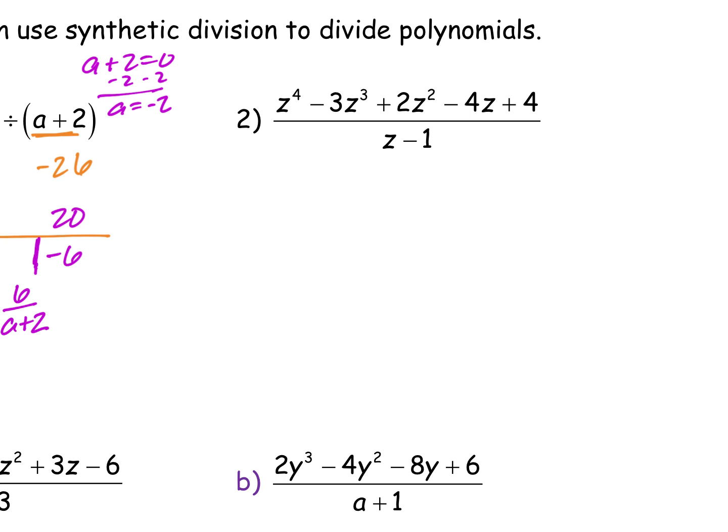So I'm gonna write down. I'm gonna make sure that they're all in order. So I have 4, 3, 2, 1, and 0. So I'm good. So I'm just gonna write down my coefficients. 1, -3, 2, -4, and 4.